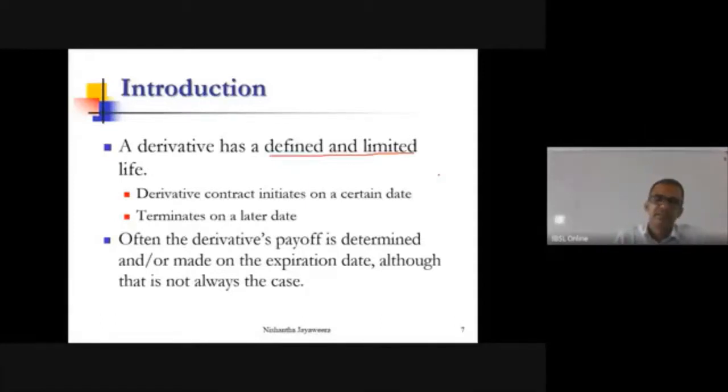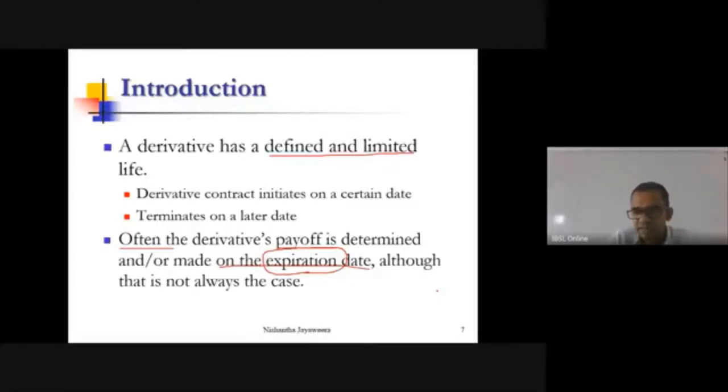And very often, payoff, that means as a buyer of a derivative product, what do you get or what do you have to pay, is determined on the maturity date. In derivatives, we call it the expiry date or expiration date. On that date, we decide what is the payoff of a derivative product.